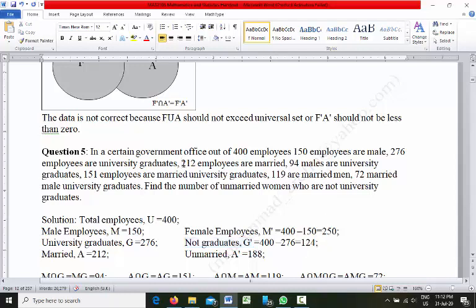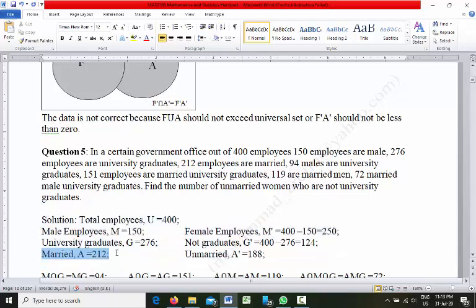212 employees are married. Let us name married as A. We cannot name it M, because the name M has already been assigned to male employees. What's in a name? We can name it anything. So married, let us name it as A.